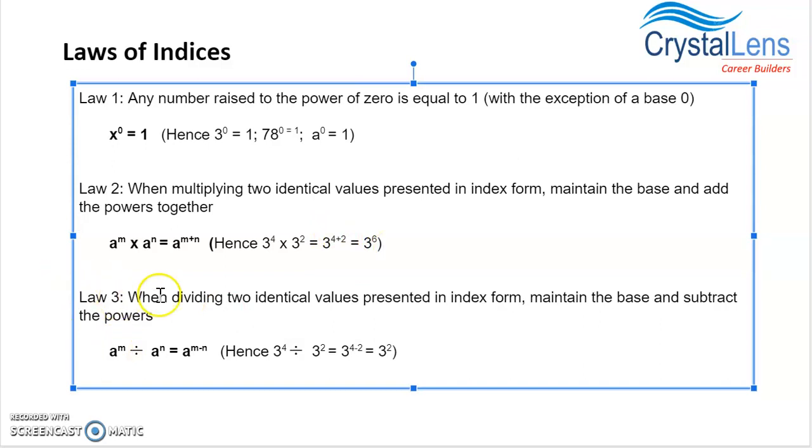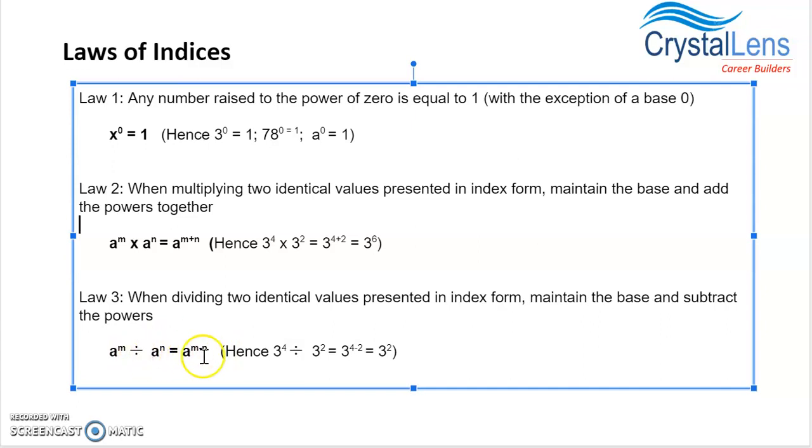The third law says when dividing two identical values presented in index form, maintain the base and subtract the powers. So when you are multiplying, remember you add the powers, and when you are dividing, you simply subtract the powers. So this says a raised to power m divided by a raised to power n is equal to a raised to power m minus n.